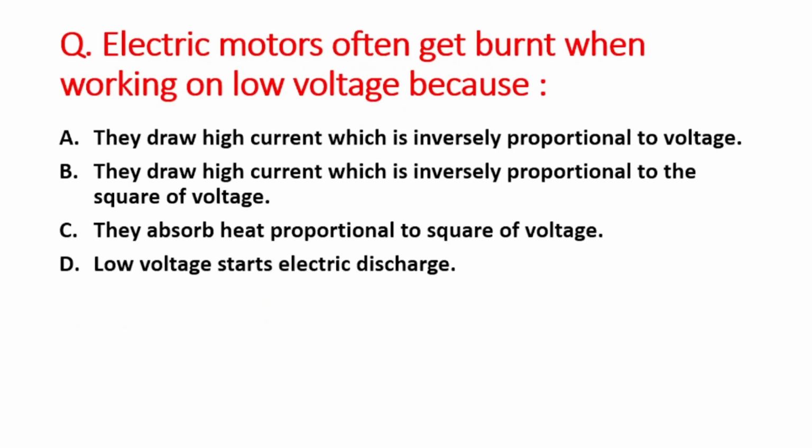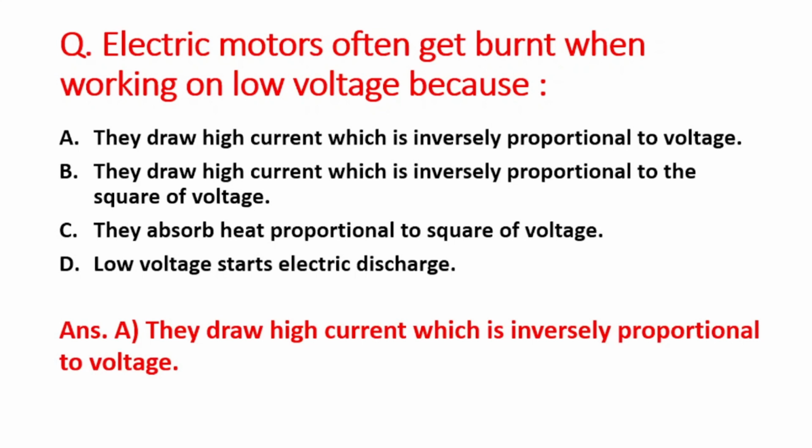Okay. Next question is: electric motors often get burnt when working on low voltage. So what is the reason for that? Your A option is they draw high current which is inversely proportional to voltage. B option is they draw high current which is inversely proportional to square of voltage. And C option is they absorb heat proportional to square of voltage. And D option is low voltage starts electric discharge. So the right answer is option A, that is they draw high current which is inversely proportional to voltage.